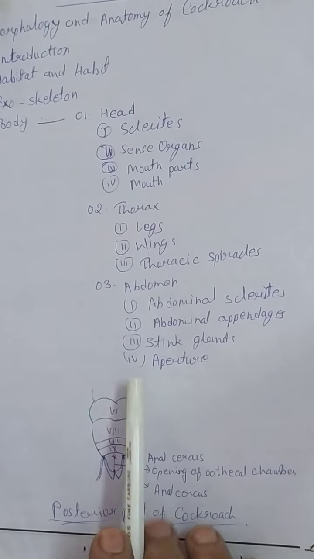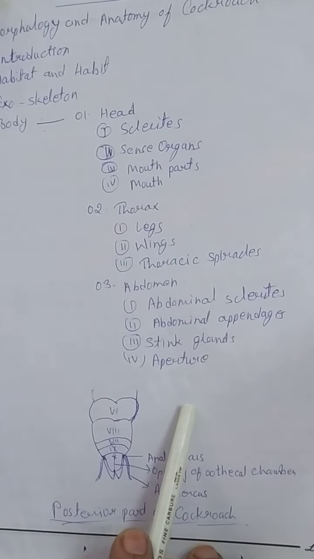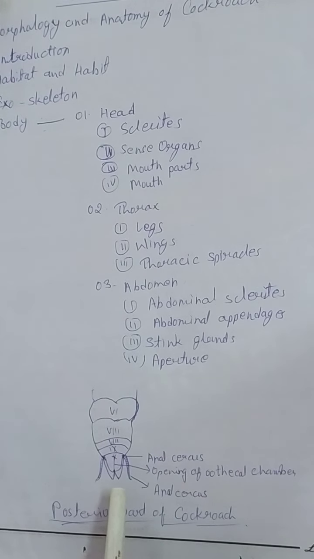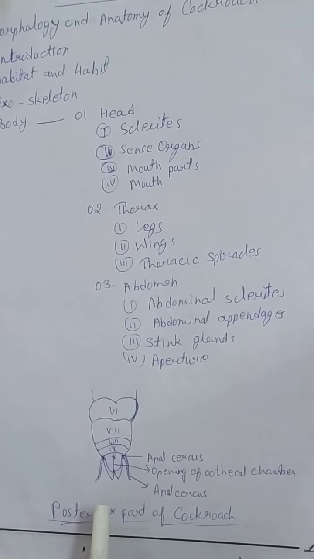And the fourth one is aperture. There are three types of apertures present on the abdomen: anus, genital aperture, and abdominal spiracles. The anus is meant for expelling out the waste matter from the posterior most part of the alimentary canal. The genital aperture is found below the anus in male, and the female genital aperture opens into the genital chamber.